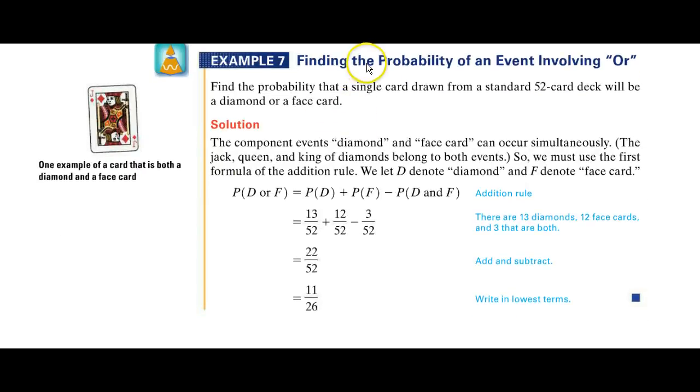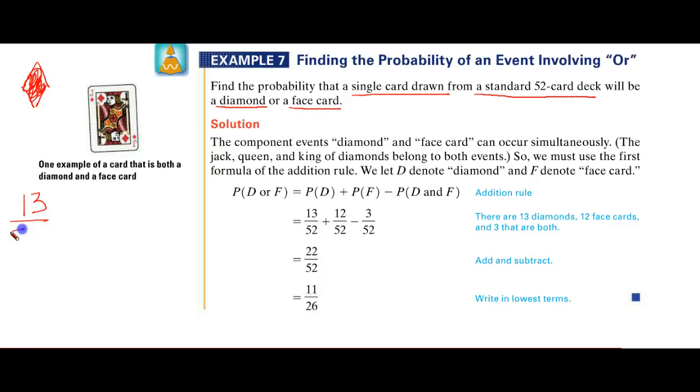Okay, example 7. Finding the probability of an event involving OR. Here we're going to take a look at, again, a deck of cards. A single card drawn from a standard 52 card deck will be a diamond or a face card. Now here a diamond is going to be red. I could even color that in there. There we go. And how many diamonds in a deck? Well, there are 13 out of 52.